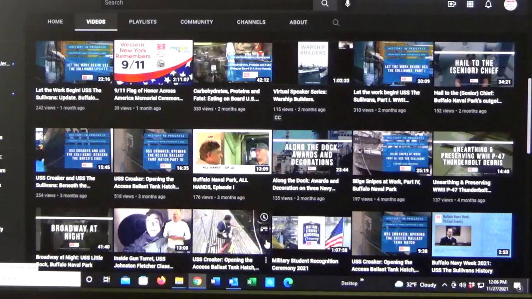We do a 9/11 ceremony, so you'll see that right in the upper left. We are one of 60 sites chosen across the country to do a Flag of Honor Across America Memorial, and that is the videotape of that. That's a very poignant ceremony that we had here this past year for the 20th anniversary.